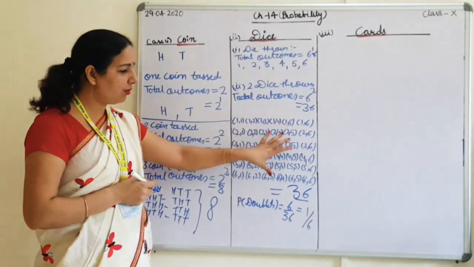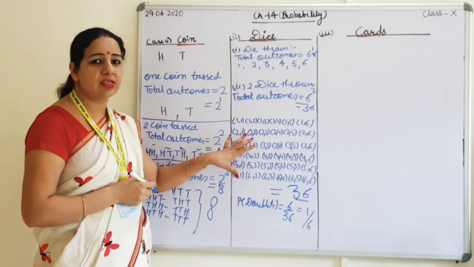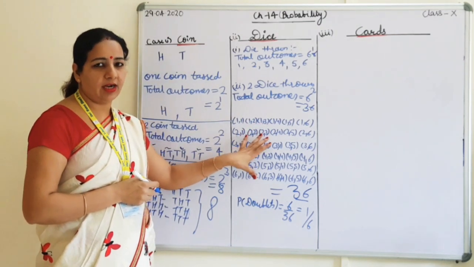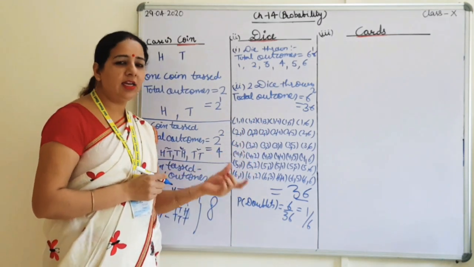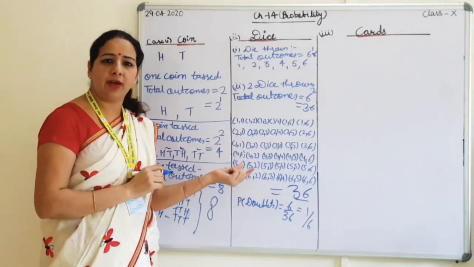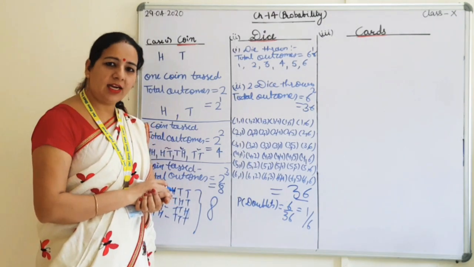If you draw this chart in your answer sheet when you attempt a question of this type, it is better. After that you can answer each and everything, doublets, sum of 7, product also, by just multiplying or adding these numbers. Clear students?